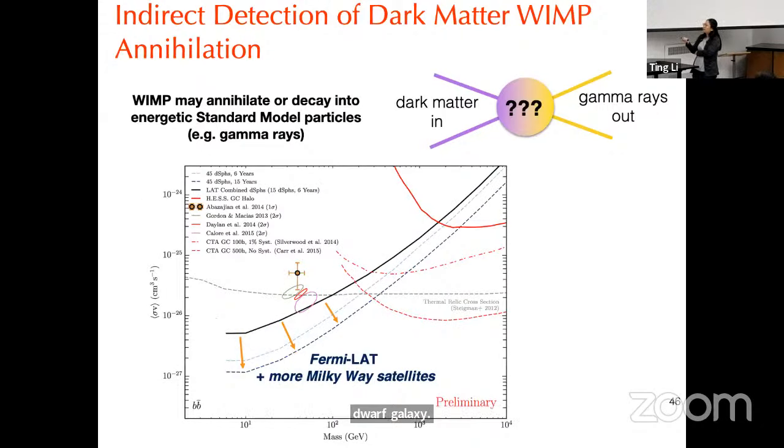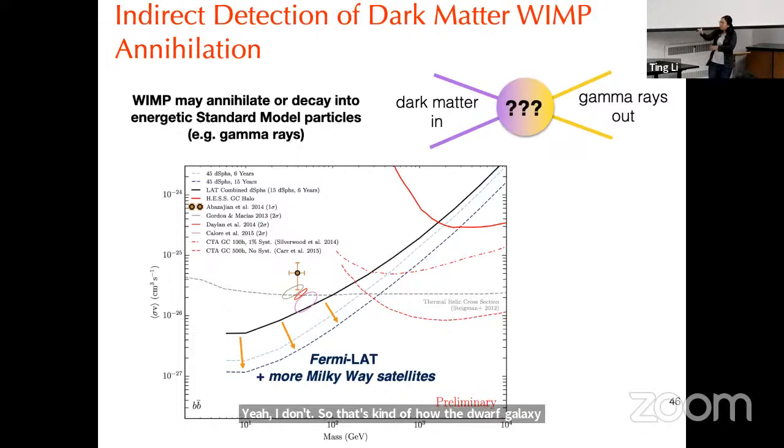If we can double the number of dwarf galaxies, and this is a projection, we will be able to push this line downwards with longer Fermi-LAT observation time and more dwarf galaxies in our Milky Way. If we can really push to here, then at about 3 sigma we could confirm that the galactic center excess is not coming from dark matter annihilation. So that's how the dwarf galaxy work that we do can help on the indirect detection part.